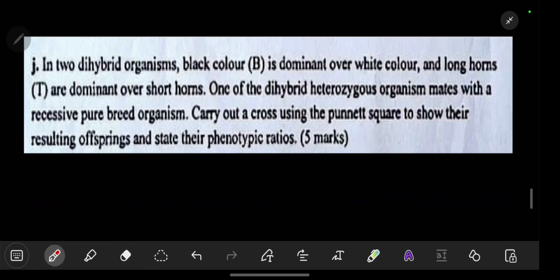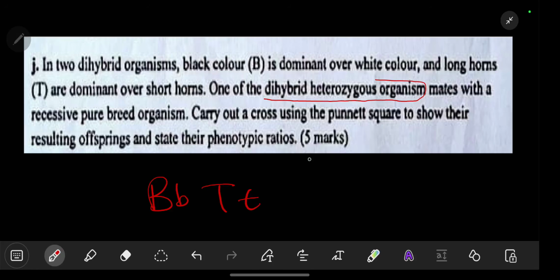So to answer this one, what we are going to have is this dihybrid heterozygous organism. We are going to have our big B, then we have small b for white color. Black is dominant, so we have that, and long horns, so we have T, and short horns, small t, like that. So this is for the dihybrid heterozygous organism.